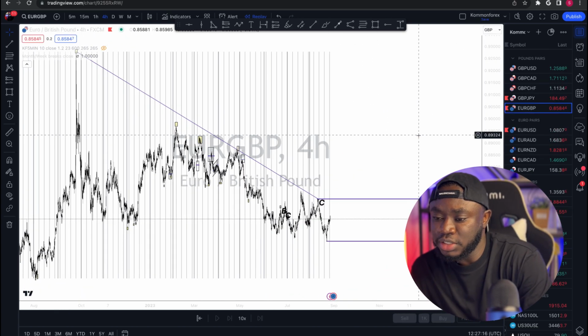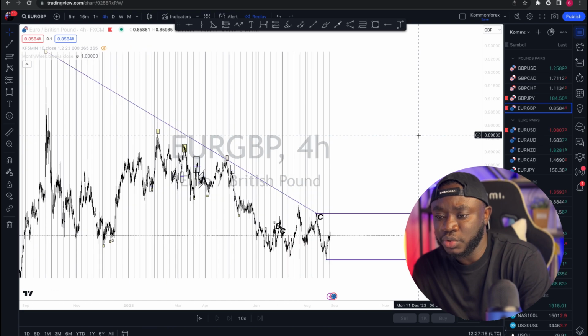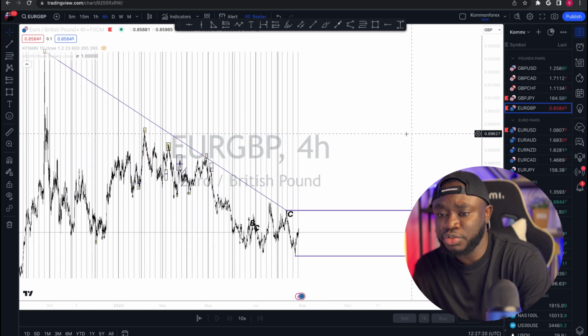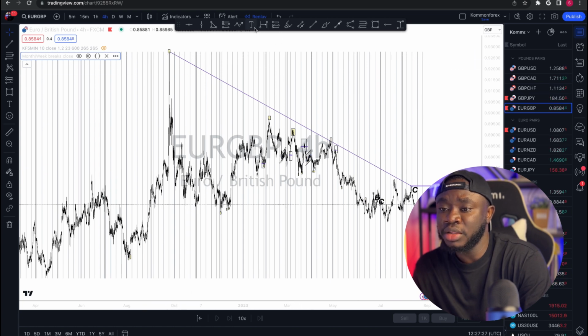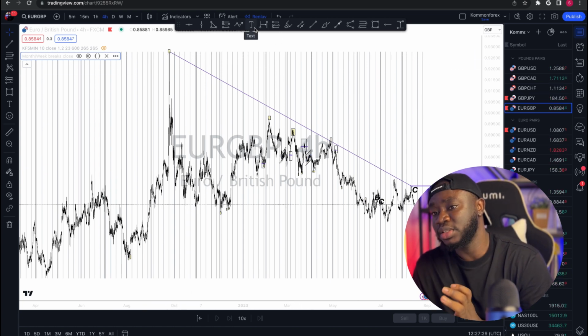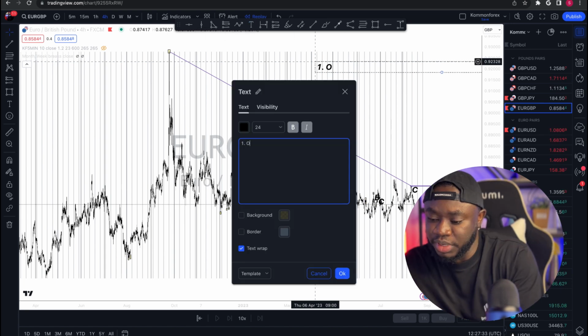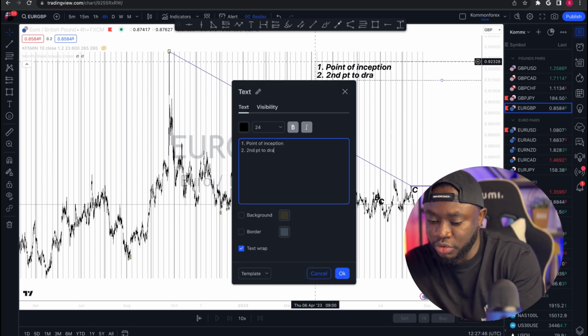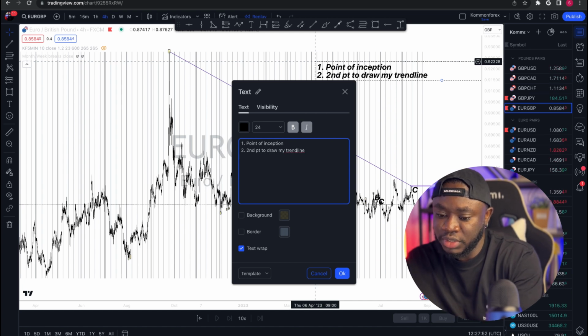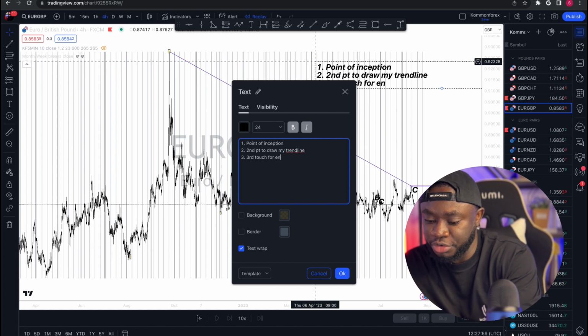So with the trend line, let's look at something on Euro GBP. This is a trade I took in the past. I'll explain how I took this trade and then how I was able to catch this trade as well. So with my trend line, I actually need to see three things on my trend line. The first one is my point of inception. The second one, my second point to draw my trend line. And then the third one, I need a third touch on this trend line for entry.